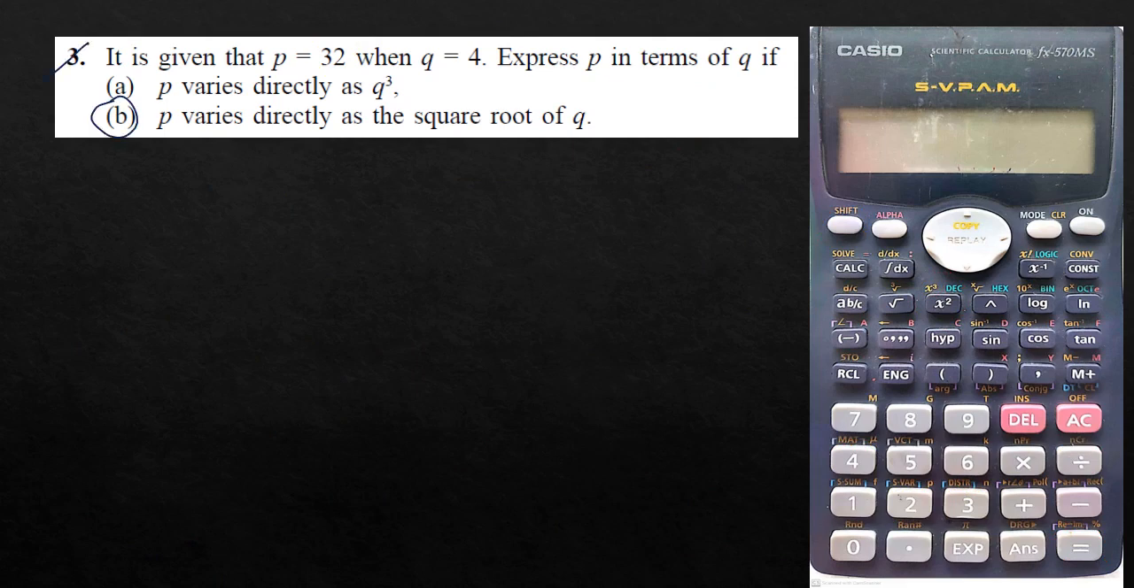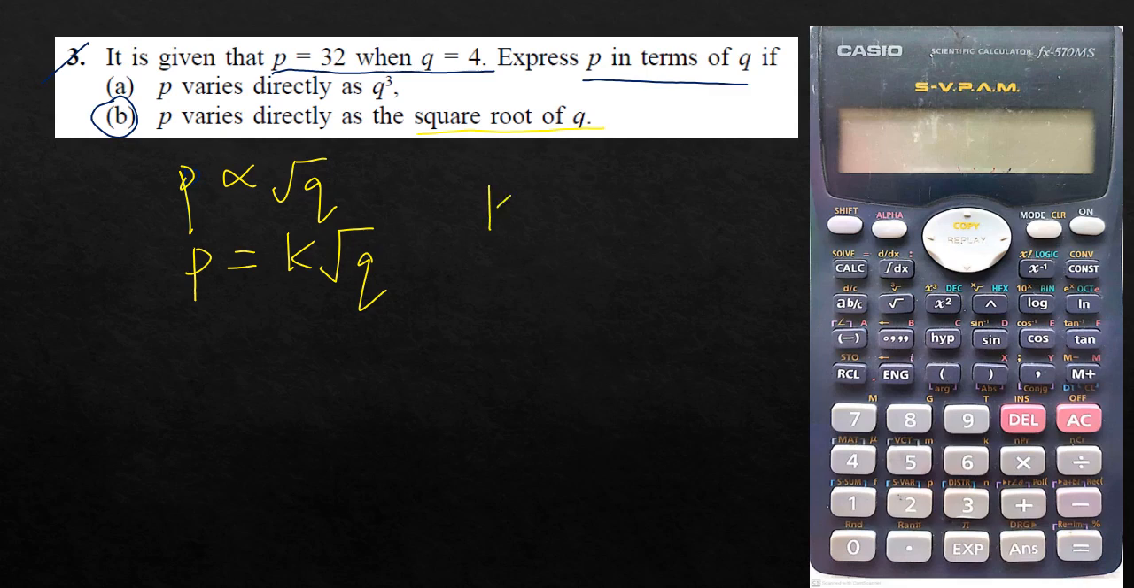Okay, now we go to 3b. The same, given P and Q, and then you have to express P in terms of Q. So P varies directly as the square root of Q. So change into the equation P equals K square root of Q. Now what is your K? Can you take your K from here, where P equals 0.5 Q cube, so your K is 0.5? Can we use 0.5 here? Of course not, because you have a different set of question here. So you have to find your K first, using your P and your Q given.